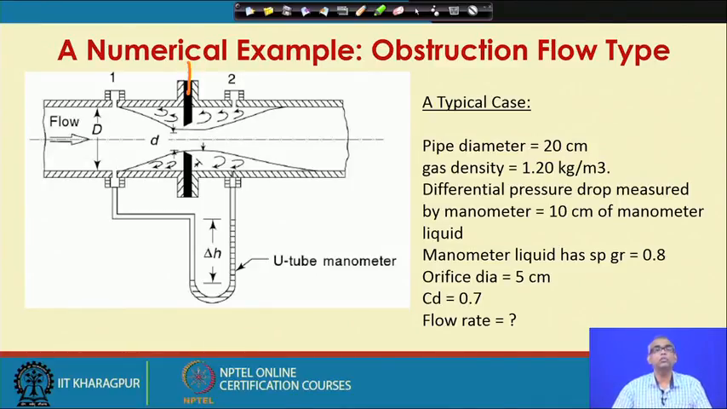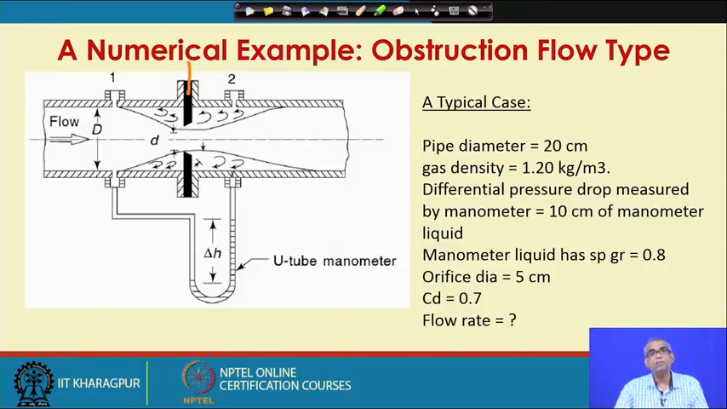We will need to know the discharge coefficient of the flow meter. Now, knowing all these things, how do I calculate the flow rate? So, let us take a typical example where I am measuring the flow rate of a fluid, which is gas here, let us say, which is passing through this orifice plate.